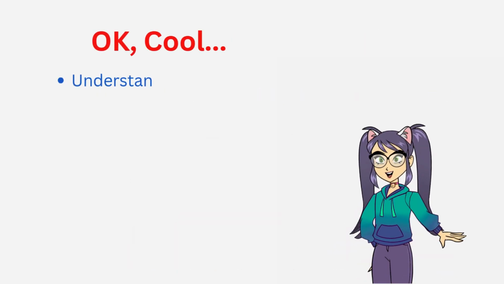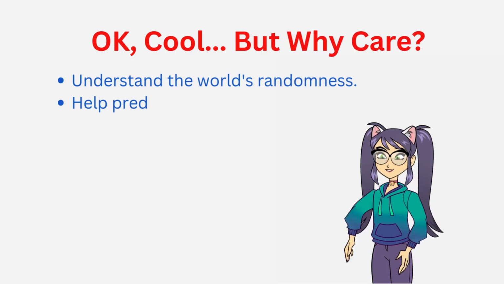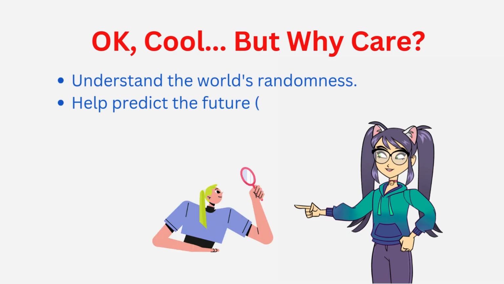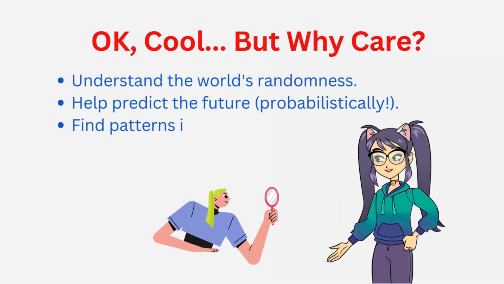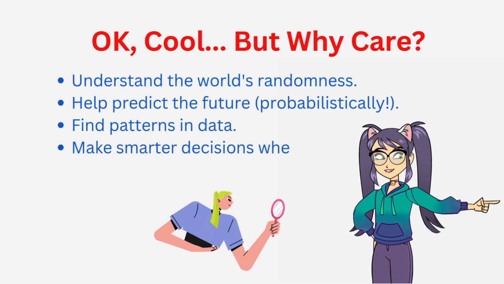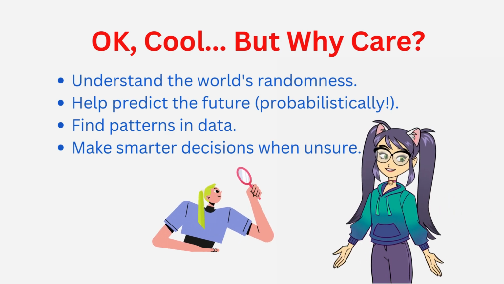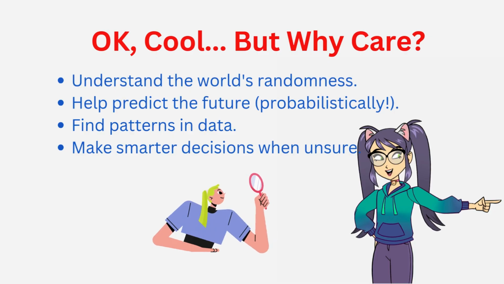Okay, enough theory. Why should we actually care about these distributions? Well, they help us make sense of randomness. They let us make educated guesses or predictions about the future, not with certainty, but knowing the chances. They help us spot patterns hidden in data. And ultimately, they help us make smarter decisions when we're not 100% sure about the outcome.